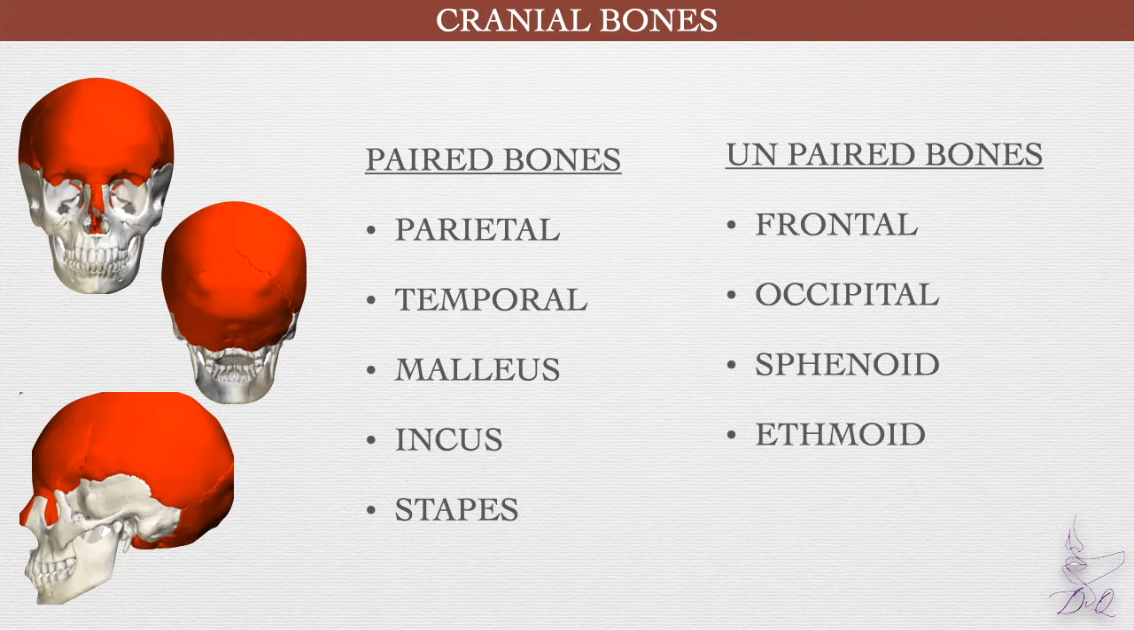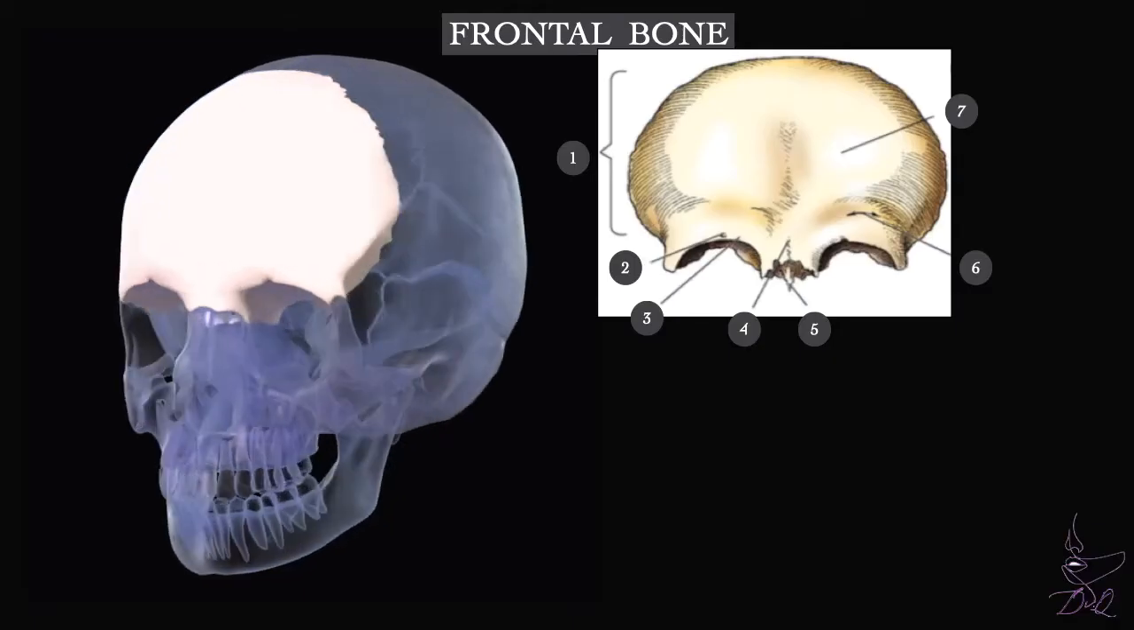Now the cranial bones are divided into paired bones and unpaired bones. The paired bones are the parietal bone, the temporal bone, the malleus, the incus and the stapes, which are the ear ossicles. Then we have the unpaired bones, that is the frontal bone, the occipital bone, the sphenoid bone and the ethmoid bone.